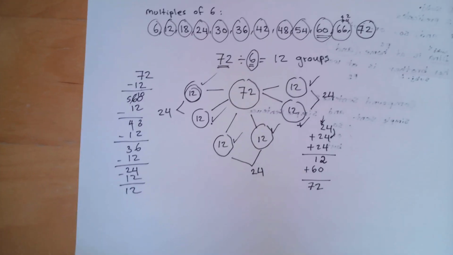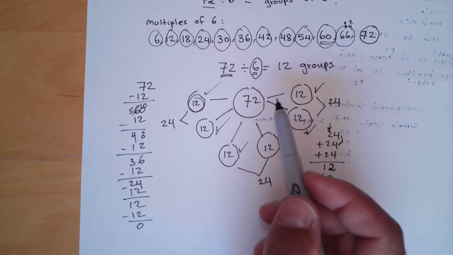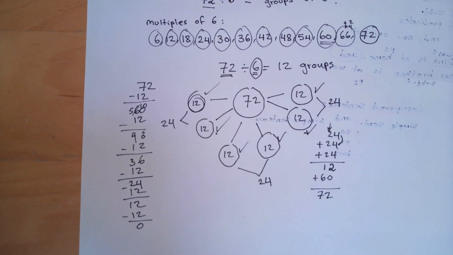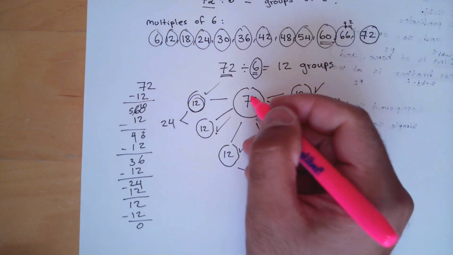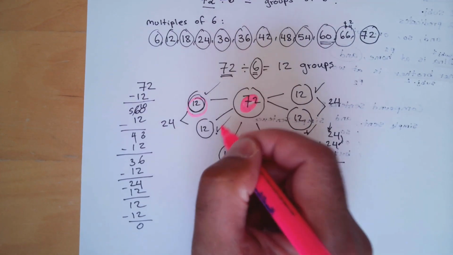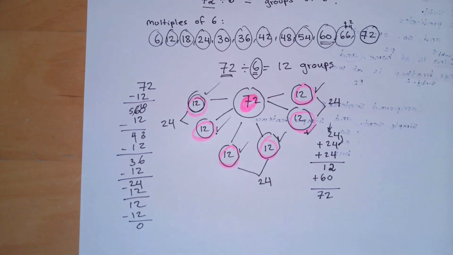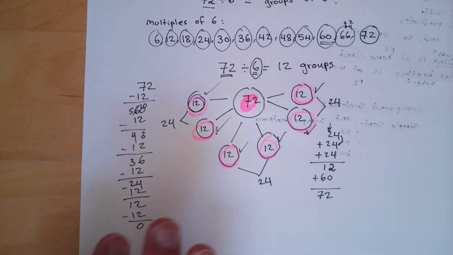I have divided, I have shared 72 equally over 6 groups. Okay, so that is the difference between division and multiplication.